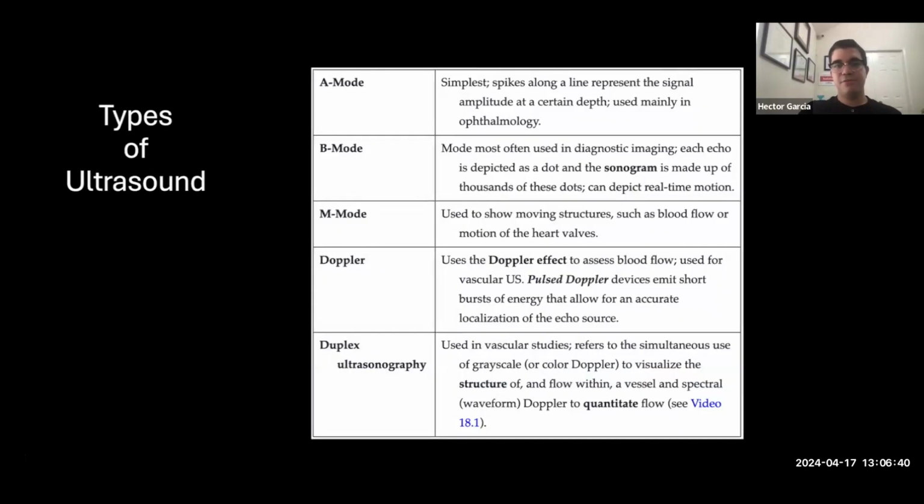Now, these are the different kinds of ultrasound, just to give you an idea. The A mode is mostly used in ophthalmology. The B mode is the black and white. And then the M mode is for motion. Doppler is for vascular study. And then duplex is M mode plus Doppler. This is to show the different types of ultrasound.